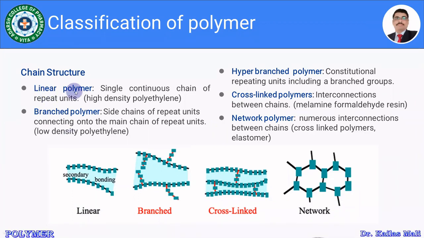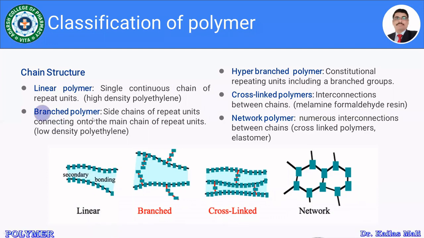So what are the linear polymers? Linear polymers have a single continuous chain of the repeating unit. Generally, an example is the high density polyethylene. In the case of linear polymer, there is a single continuous chain of the repeating units, which is known as the linear polymer. For example, high density polyethylene.